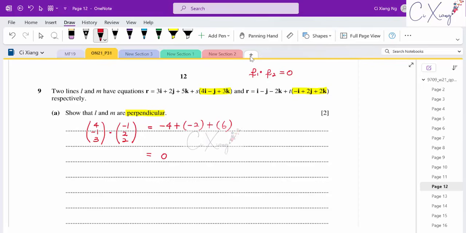Alright, so when you get a 0, it means what? It means that the line L and M are perpendicular to each other. So you can write a simple conclusion where line L and M are perpendicular to each other. Okay, so this is what we have for part A.